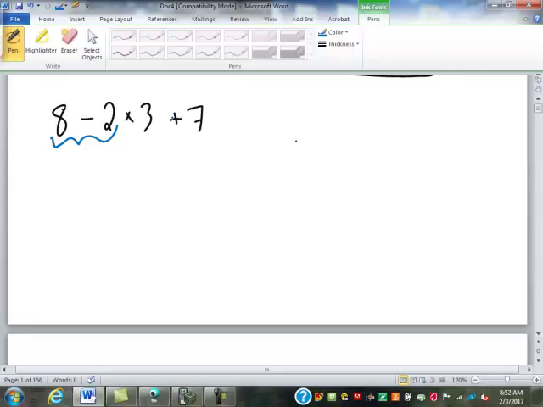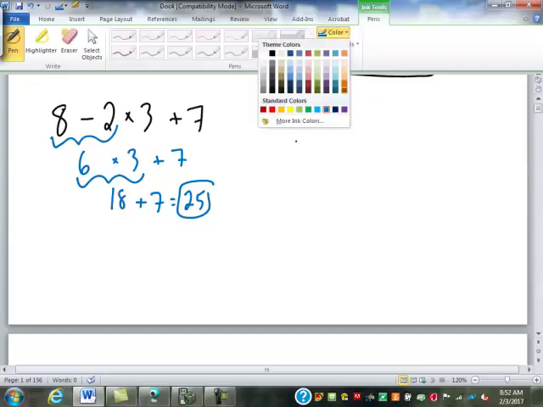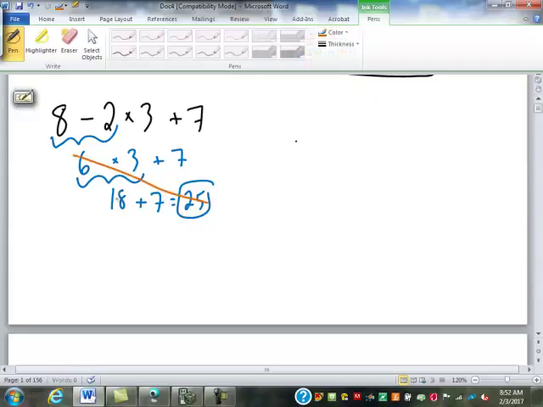If we were to do that, and don't write this down because it's going to be the wrong answer, 8 minus 2 would be 6. Well, then 6 times 3 would be 18. Plus 7 would be 25. But that's not the right answer. Makes sense, but there are also other ways that we could do this that would make sense.